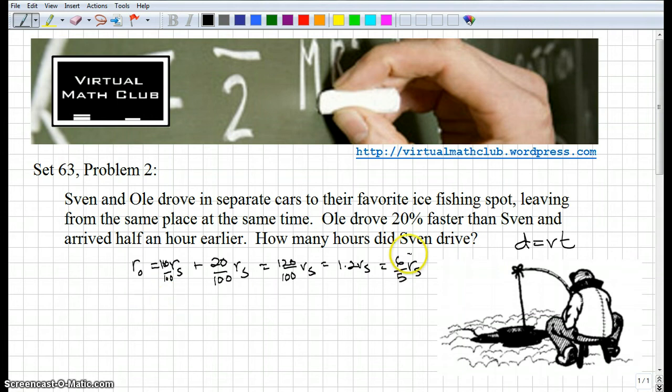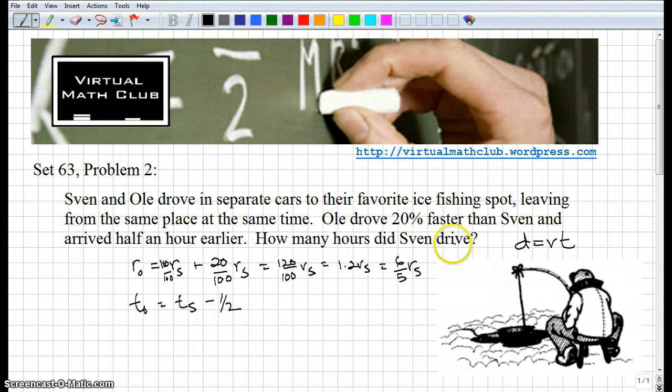Alright, we're also given some information about their time. We're told that Ole arrives a half hour earlier than Sven. So the time that Ole drives is equal to the time that Sven drives minus 1/2. We'll just work with time in hours, so I'll just use the half. We could convert this to minutes, but a lot of times speed is given in miles per hour. We just have to make sure we watch the units, and we're not really actually given any speeds.